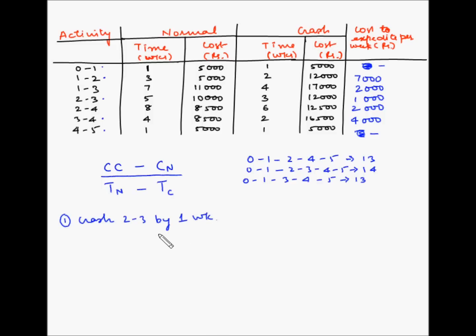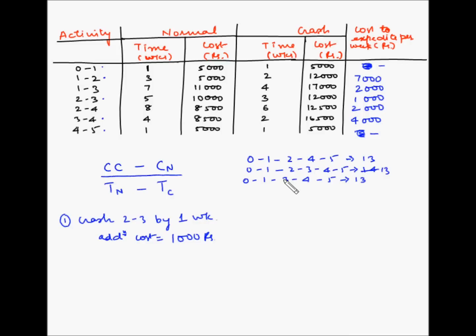So now the additional cost will be, so per week the additional cost is 1,000 rupees. So additional cost is 1,000 rupees and this duration becomes 13 weeks. So now with this crashing, the overall project duration is 13 weeks, but now 3 paths have become critical paths because all these 3 paths have a duration of 13 weeks.